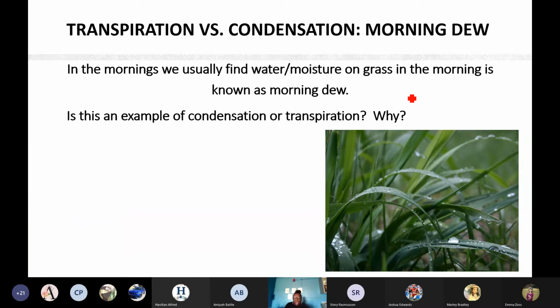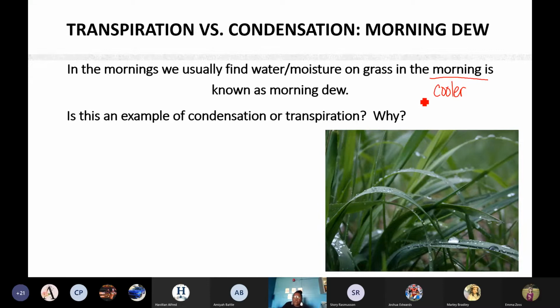Okay, so when we're talking about morning dew, it's important for us to remember that it's happening in the morning. Can someone turn on their mics and let me know? Is the morning time usually colder or warmer? Colder. Yeah. So it's a lot cooler in the mornings.